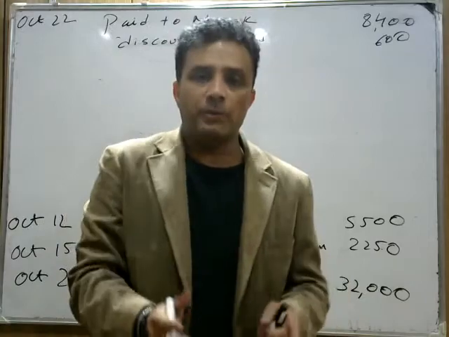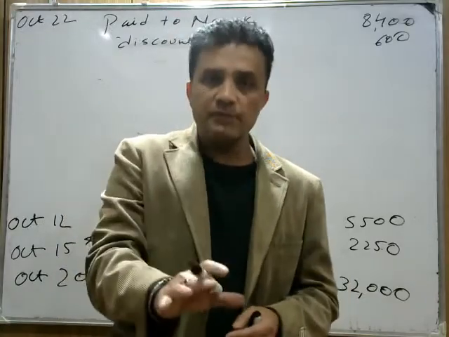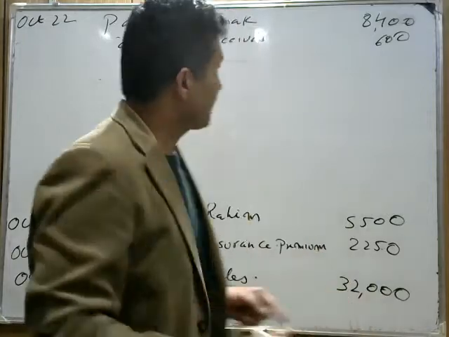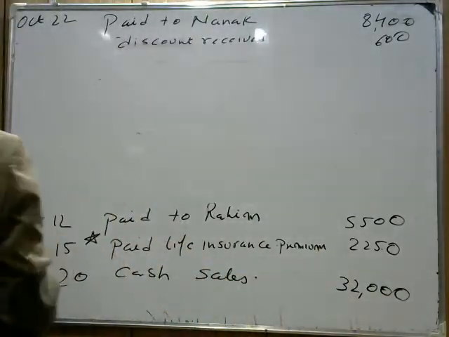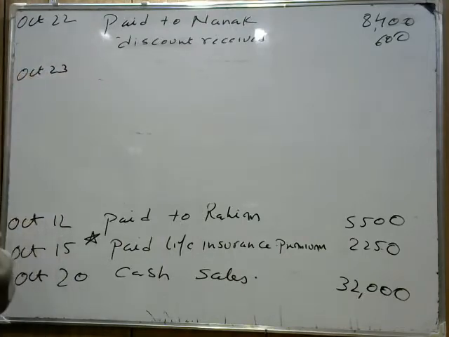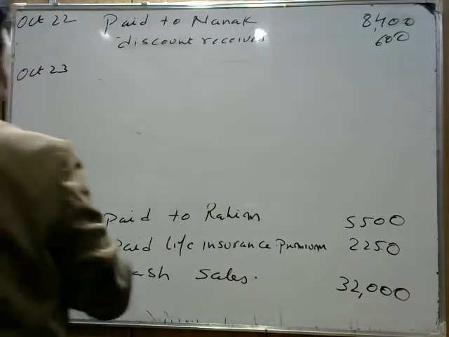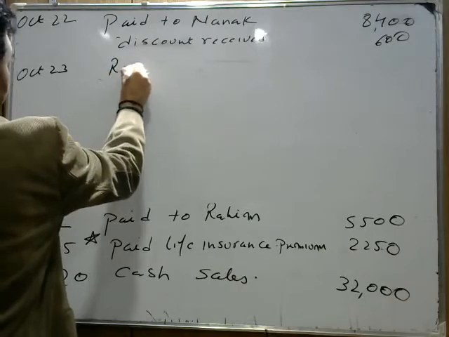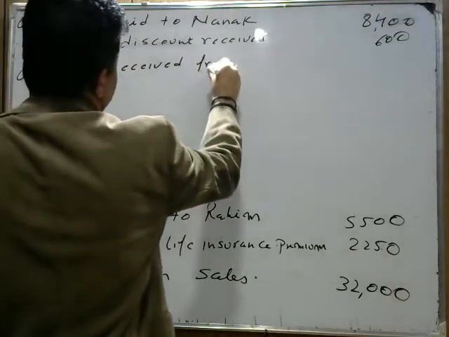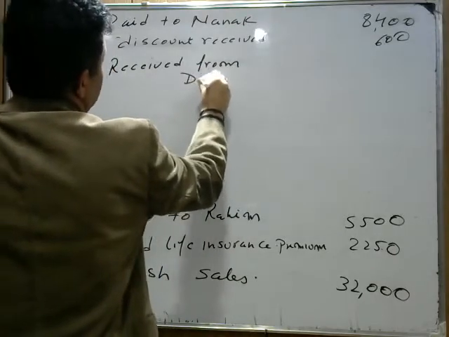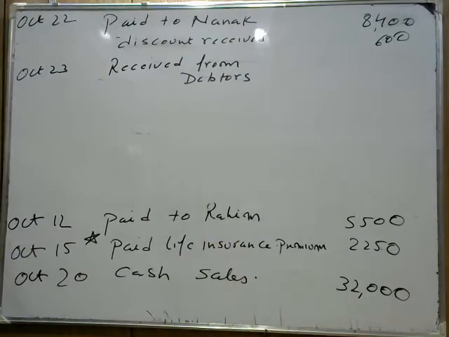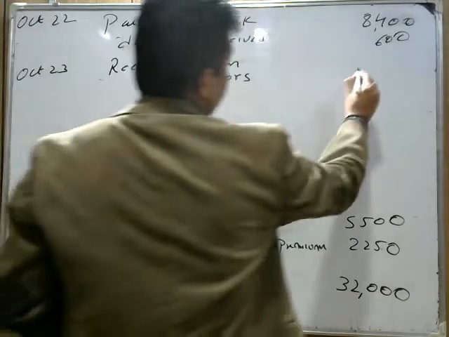But how much are you paying? You are paying only 8,400. So you receive a discount of rupees 600. I hope this part is clear. Okay. Next is on October 23rd. It mentions here received from debtors. You receive the money from debtors. It amounted to rupees 30,000.